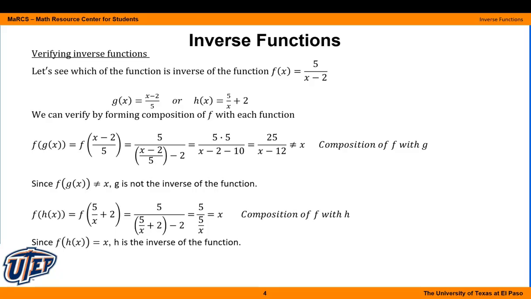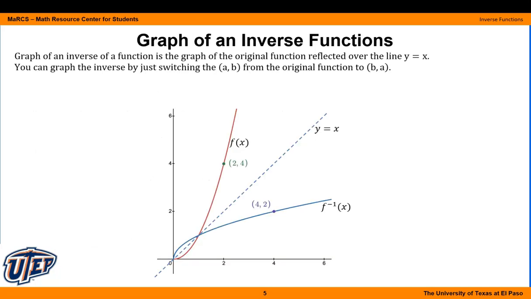Now let's test h of x. We substitute h of x into f of x, and after simplifying we obtain x. Since f of h of x equals x, h is the inverse of the function. The graph of an inverse function is the graph of the original function reflected over the line y equals x. You can graph the inverse by switching the ordered pair (a, b) from the original function to (b, a). In this example, the point (2, 4) on the original function becomes the point (4, 2) on the inverse function.